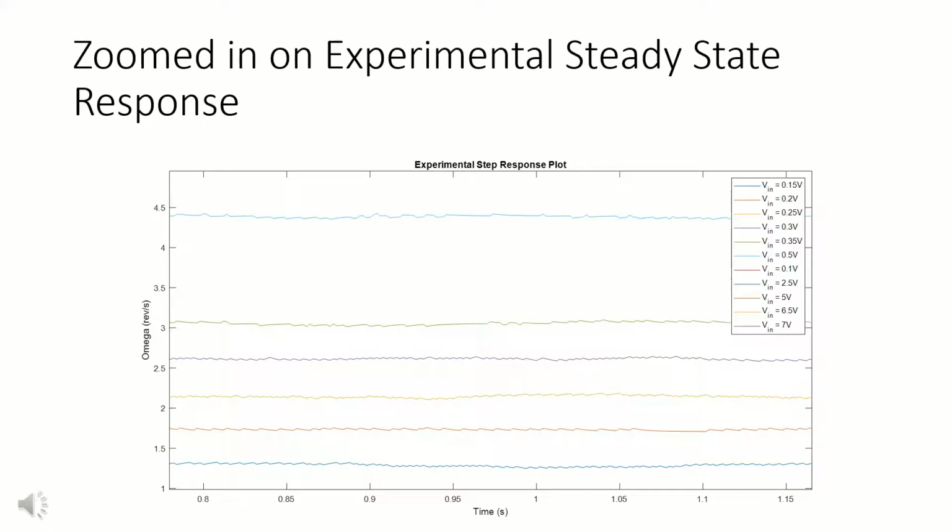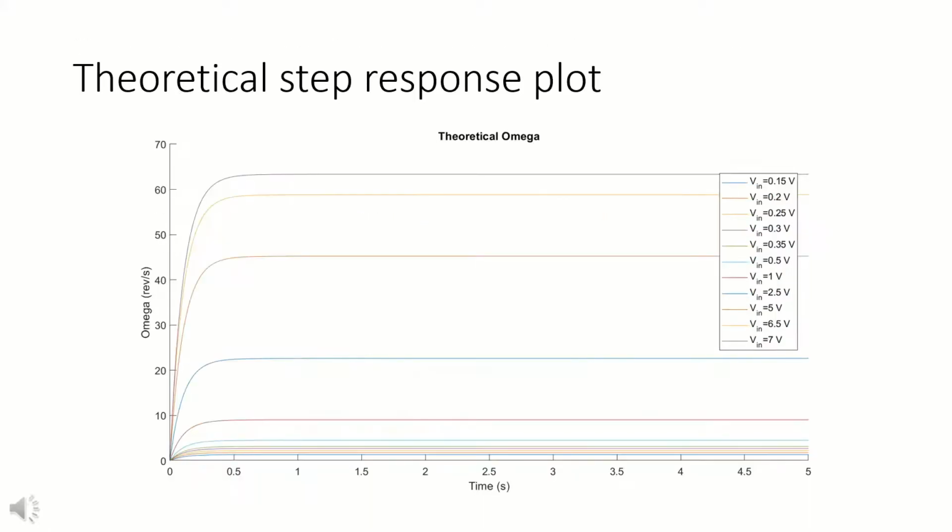Here you can see the theoretical step response plot. This plot does not have the same variations at the steady-state rotational velocity that the experimental plot had. This makes sense because the theoretical calculation assumes a perfectly constant input voltage.